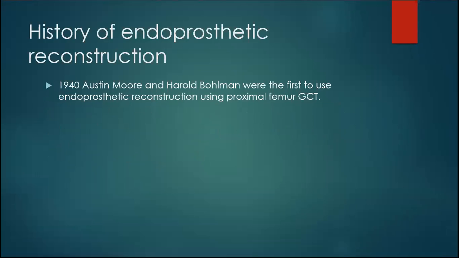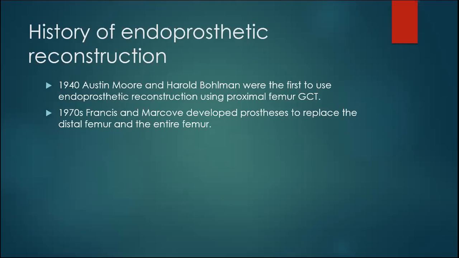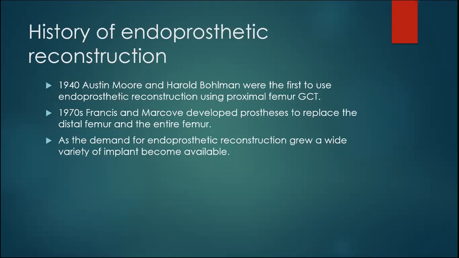Some history of endoprosthetic reconstruction. In 1940, Austin Moore and Harold were the first to use endoprosthetic reconstruction, using a proximal femur replacement for a giant cell tumor. In 1970, Francis and Markov developed a prosthesis to replace the distal femur and the whole femur. As the demand for endoprosthetic reconstruction grew, a wide variety of implants became available from a lot of companies.